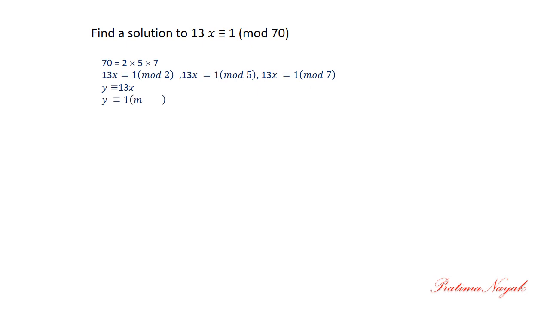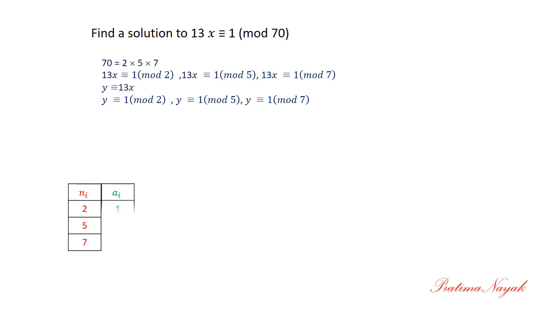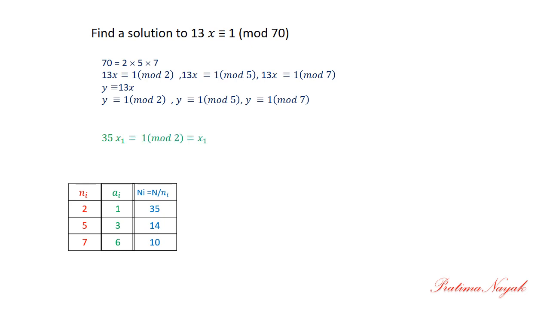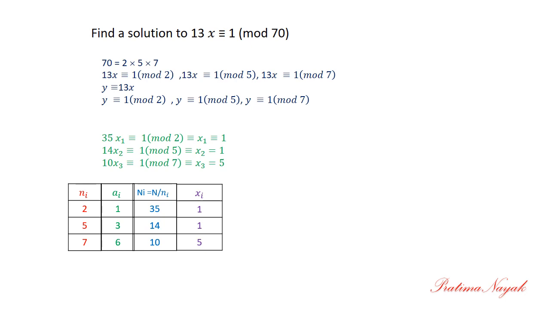So here let us take y as 13x. So y is congruent to 1 modulo 2, y is congruent to 1 modulo 5, y is congruent to 1 modulo 7. So what is n here? n is 2 into 7 into 5, that will be 70. Now 35 x1 is equal to 1 modulo 2. This gives us x1 is equal to 1. Similarly, 14 x2 is congruent to 1 modulo 5. This gives us x2 is equal to 1. And 10 x3 is congruent to 1 modulo 7 gives us x3 is equal to 5.